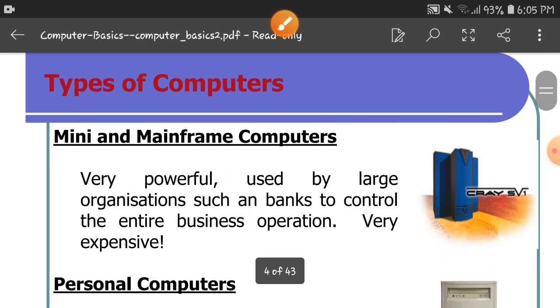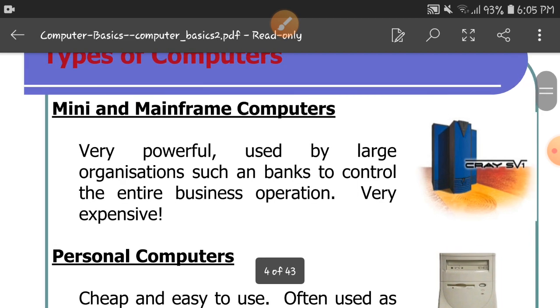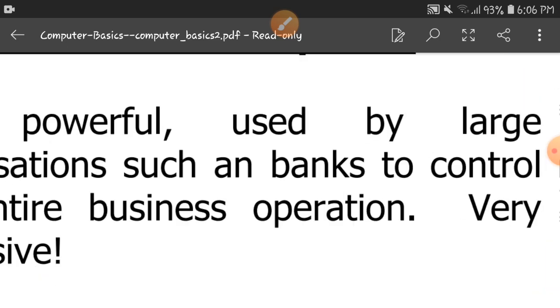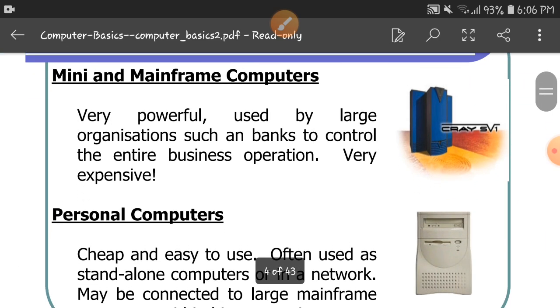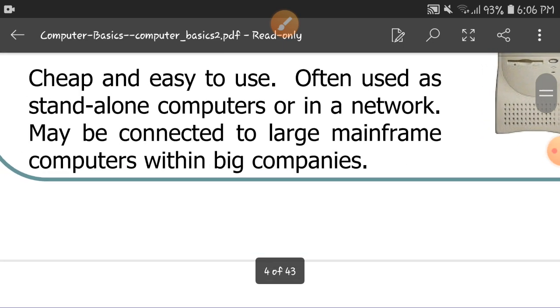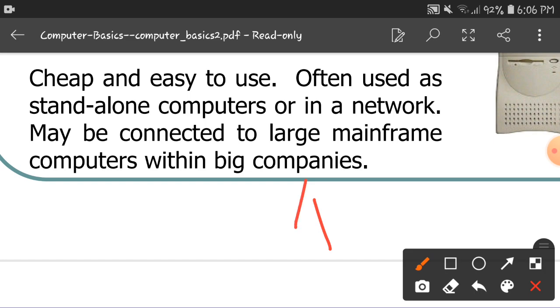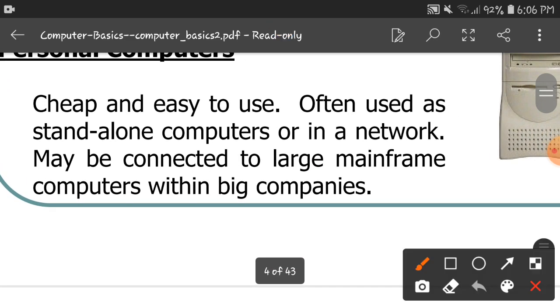Then types of computers: mini and mainframe computers and personal computers. Mini and mainframe computers are very powerful and used by large organizations such as banks to control the entire business operation. Very expensive. And personal computers are cheap and easy to use, often used as standalone computers or in a network, maybe connected to large mainframe computers in big companies. Those computers which we use at home are basically called personal computers.